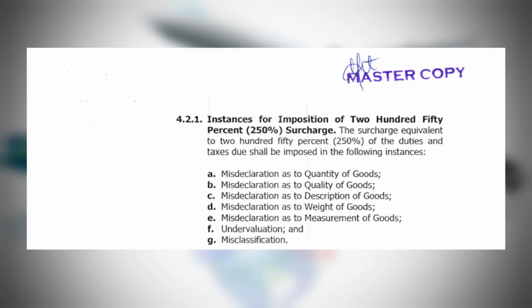4.2.1 Instances for imposition of 250% surcharge. The surcharge equivalent to 250% of the duties and taxes due shall be imposed in the following instances. A. Misdeclaration as to quantity of goods. B. Misdeclaration as to quality of goods. C. Misdeclaration as to description of goods. D. Misdeclaration as to weight of goods. E. Misdeclaration as to measurement of goods. F. Undervaluation, and G. Misclassification.